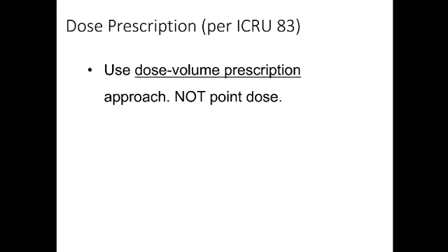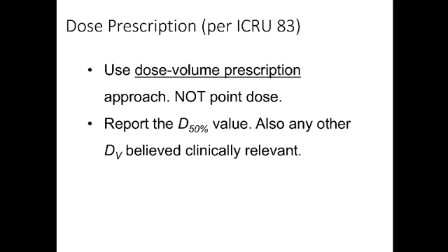And that leads to the way that we should prescribe dose, and what ICRU 83 recommends: use a dose volume prescription approach, not a point dose. And they also advocate that the D50% value should be reported. That seems to be more consistent. And also any other dose to some volume, which is believed to be clinically relevant, like, for example, D99, the dose to 99% of the volume or more.